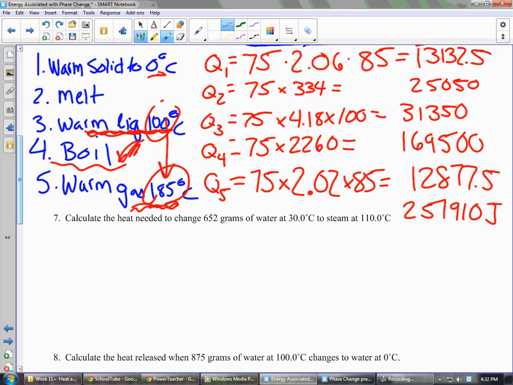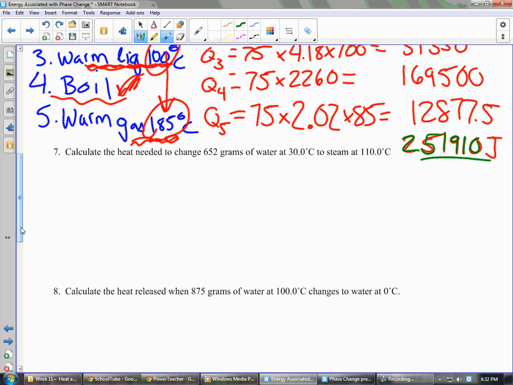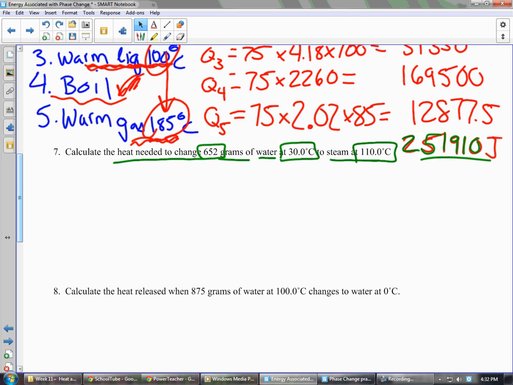251,910 joules. Okay. Wonderful. All right. I would have you pause the program again and try to see if you can calculate the heat needed to change 652 grams of water at 30 degrees, and I'm going to heat that up to steam at 110 degrees. See if you can pause the program and take care of that one.